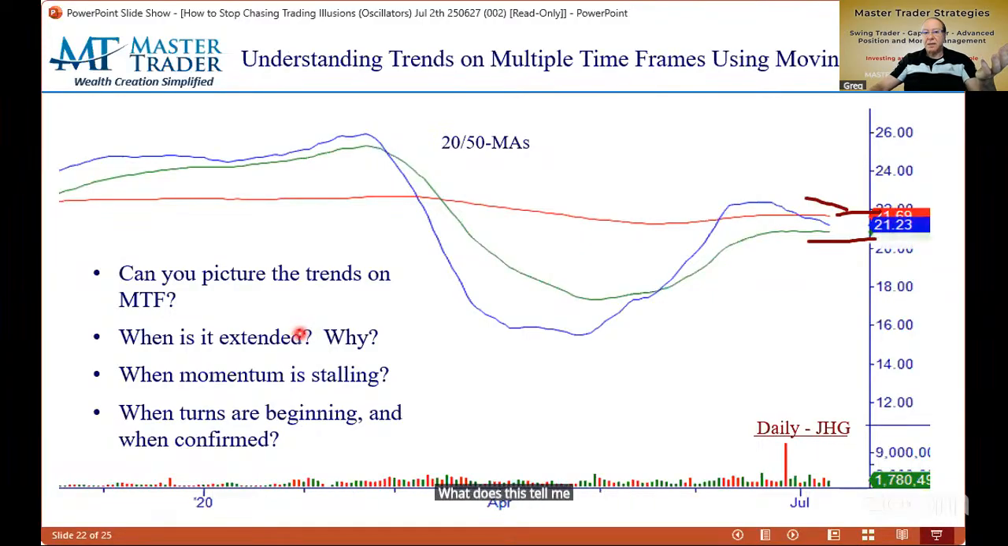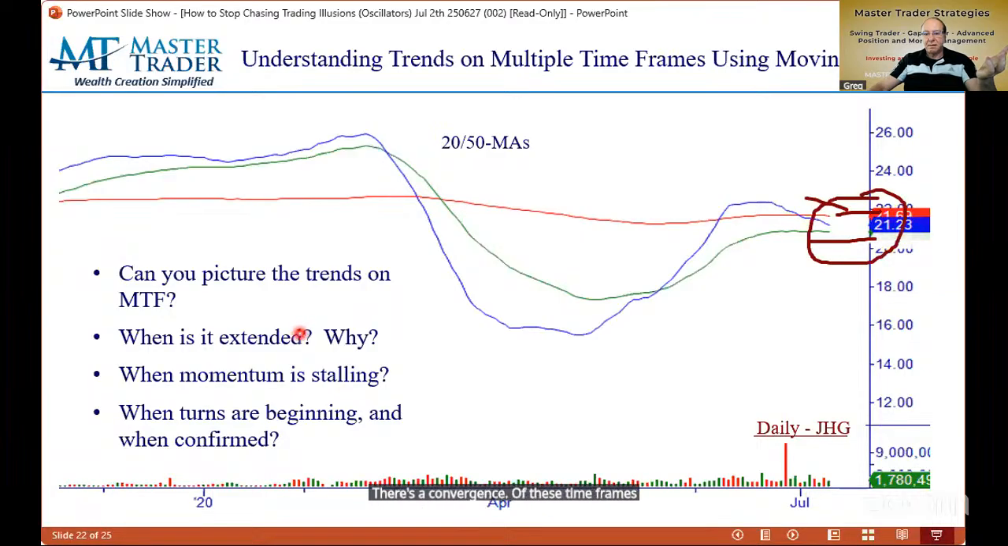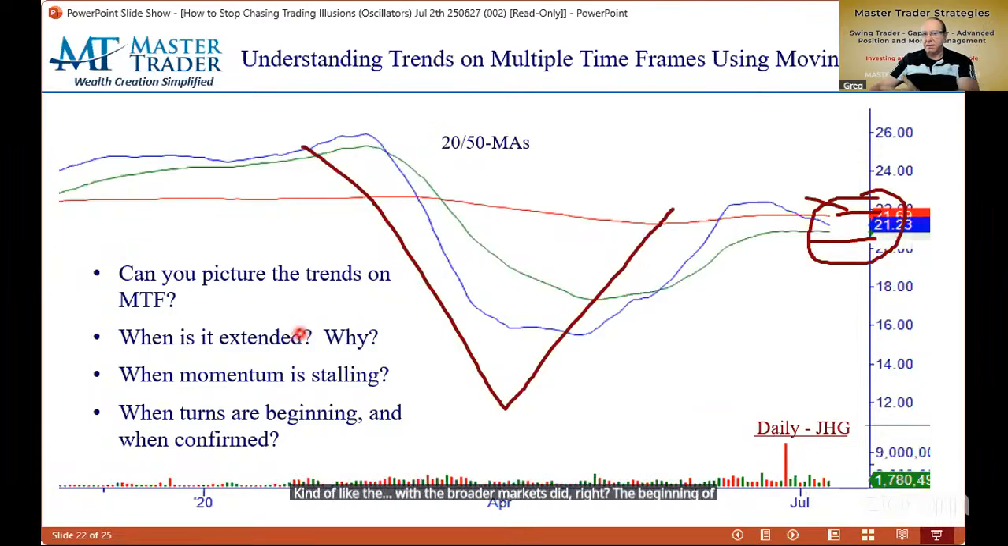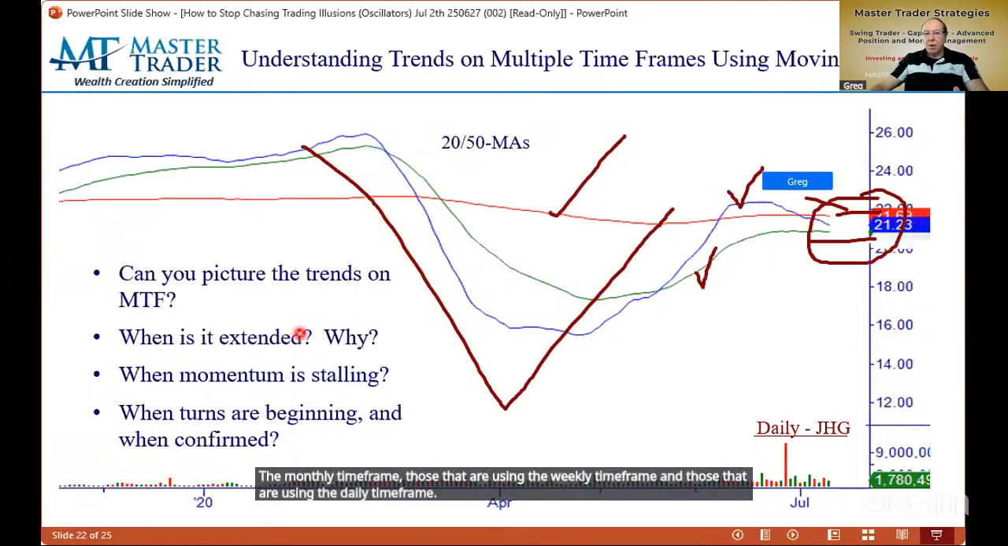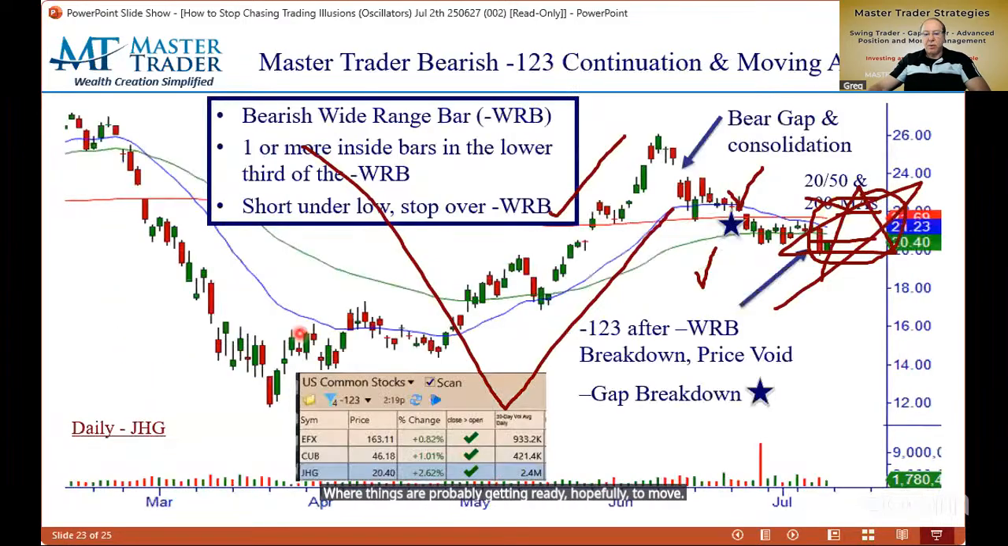What does this tell me when I look at these moving averages without looking at all those time frames? There's a convergence of these time frames coming together. And so the price action is probably whippy because it came down hard, it went up hard, kind of like what the broader markets did, right? The beginning of the year and April and up and down. And so things are now getting tighter. So what does that mean? It means that those that are using the monthly time frame, those that are using the weekly time frame, and those that are using the daily time frame, all of those analyses and thought processes are coming together at an inflection point where things are probably getting ready, hopefully, to move.